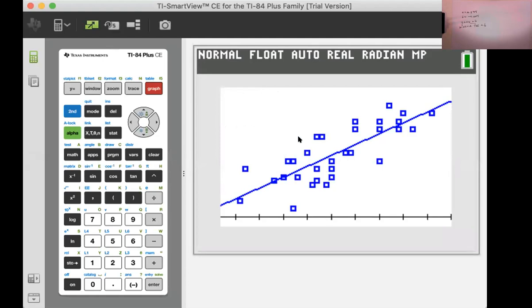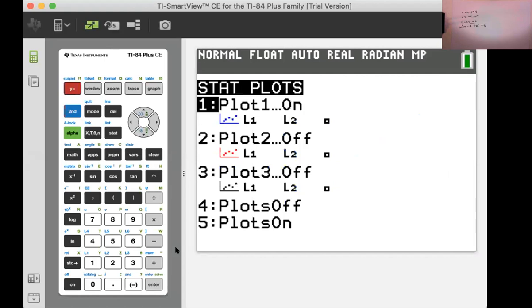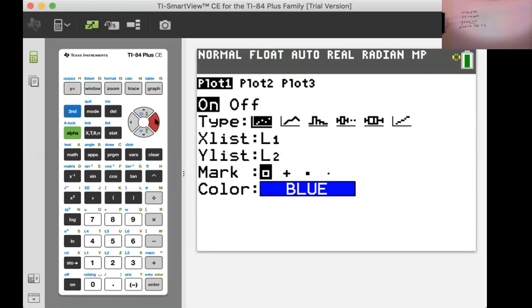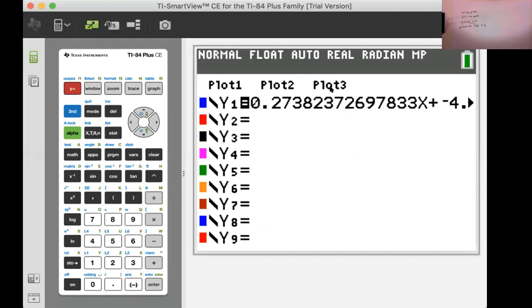There's one more thing I want to show you before I finish this, namely how do you clear that? Second stat plot, turn the plots off. Notice plot 1 is on. Turn it off, otherwise that may cause you some trouble later. Second quit. Now y equal, you'll see the plot is off.